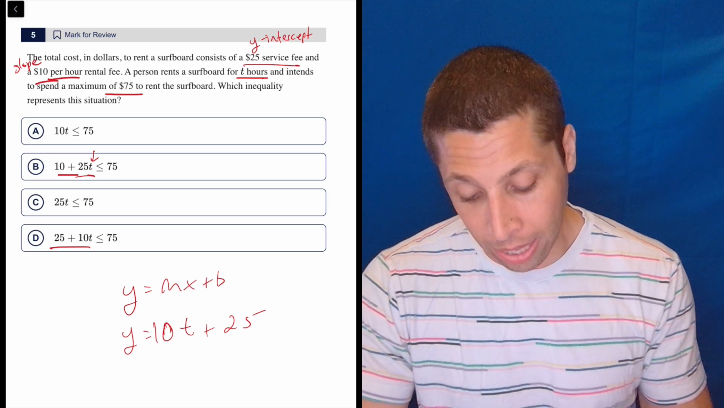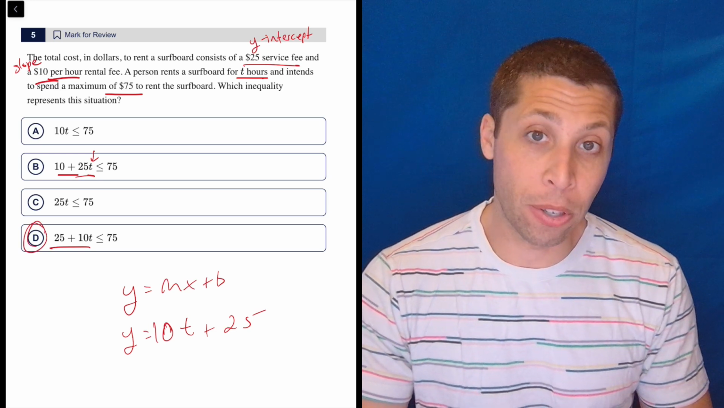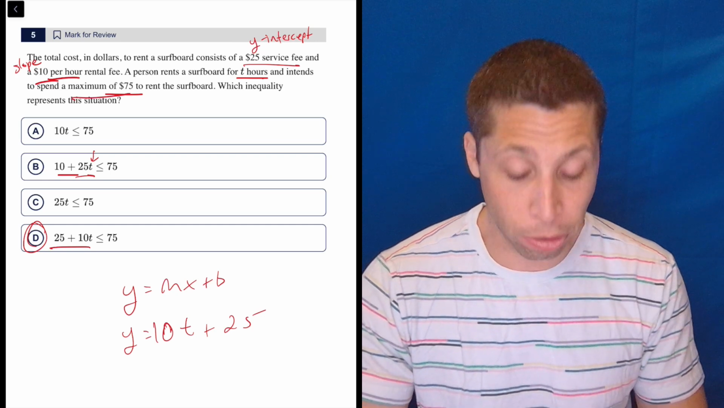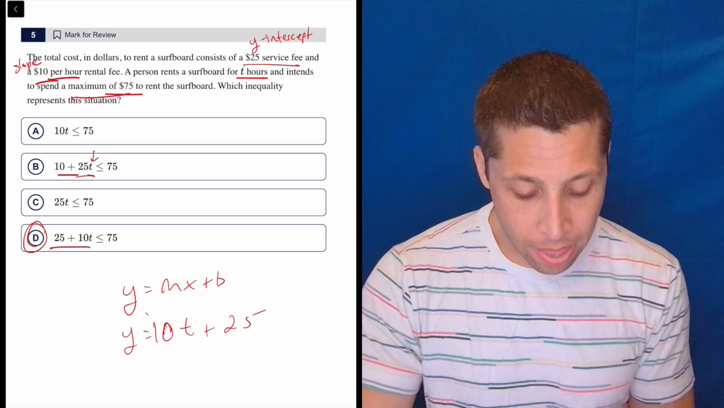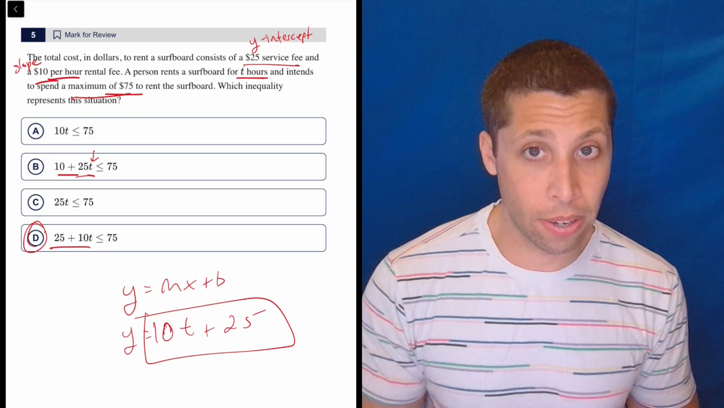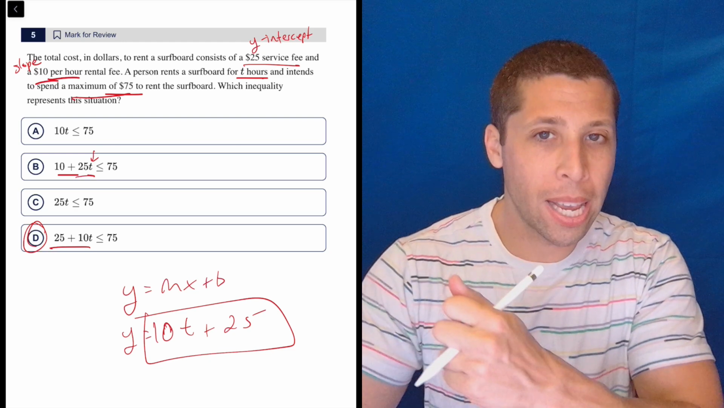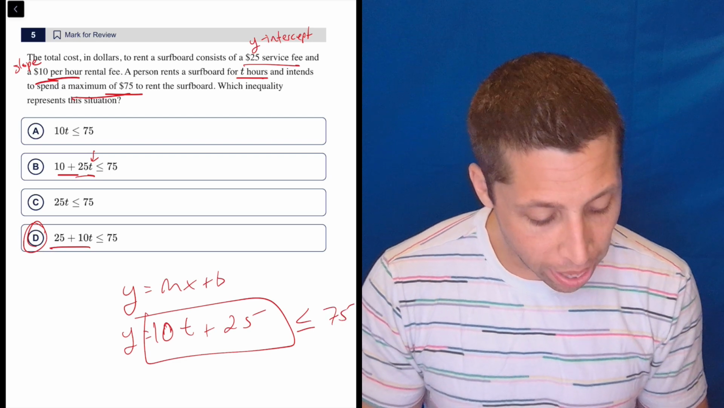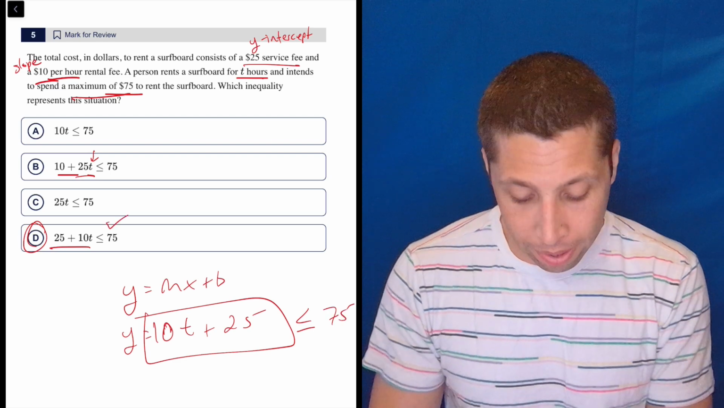So it's probably D. There are other things that they could be doing to mess with us here, so we should double check that this maximum of $75 makes sense. That means that this piece has to be less than or equal to 75. So it's kind of like they're taking the y and moving it over to the other side. That's okay. So less than or equal to 75, we can't be greater than that. And yeah, that's exactly what it does.